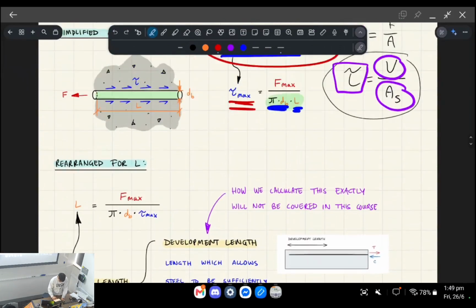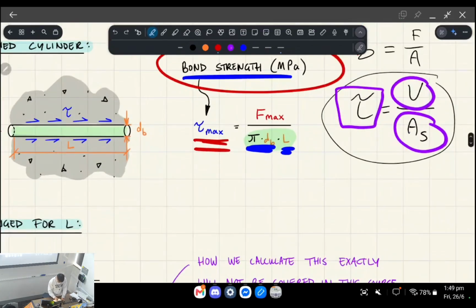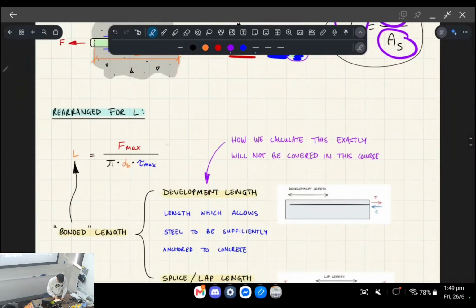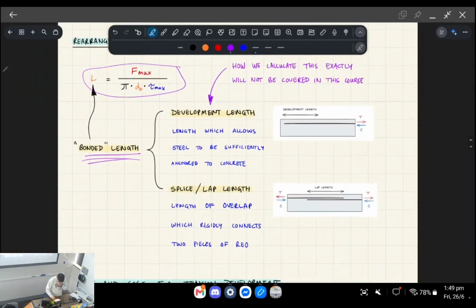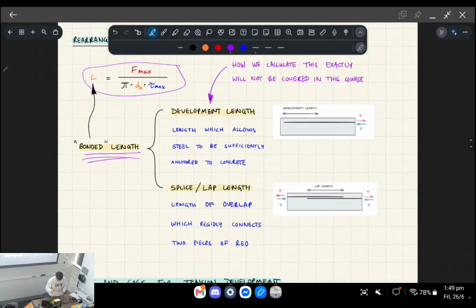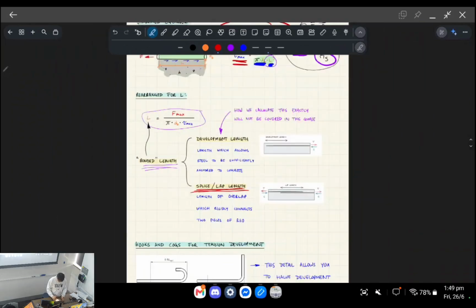So if we rearrange for L, it might seem a bit random for now, but I'll explain why. If we rearrange this equation for L, we get this rearranged version of it. This is called the bonded length, and it takes two forms: the development length and the splice and lap length. These concepts, at least to me, were not immediately obvious, but first I'm going to explain the splice length and then I'll explain the development length.